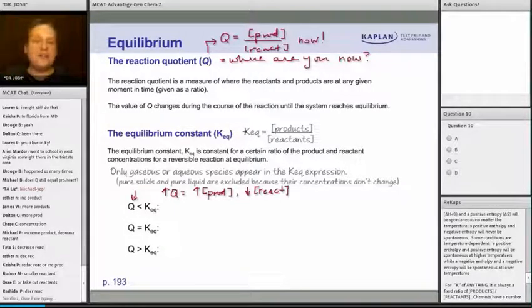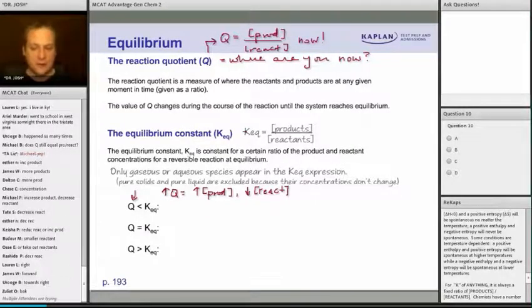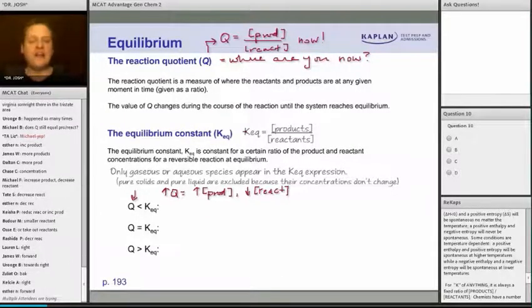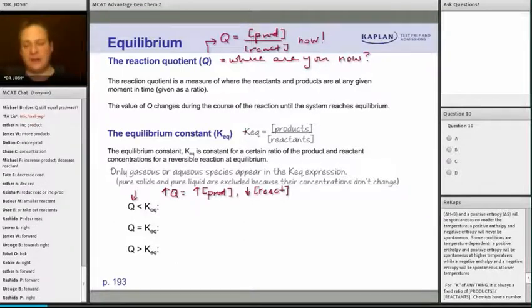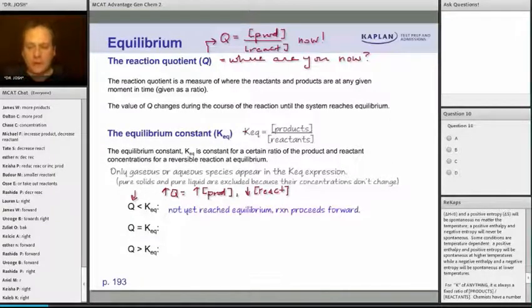So if I need to increase my Q, those are the two things I can do. Which direction then is your reaction going to go to increase product and decrease reactant? Which way can your reaction shift to make that happen? Is it going to go forward or reverse, right or left? I know: forward, right, forward, right, forward, right.